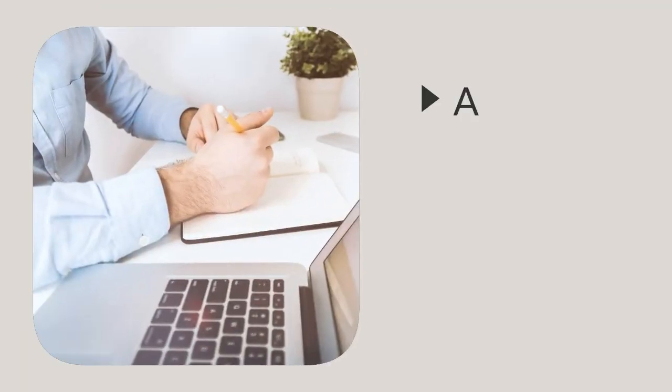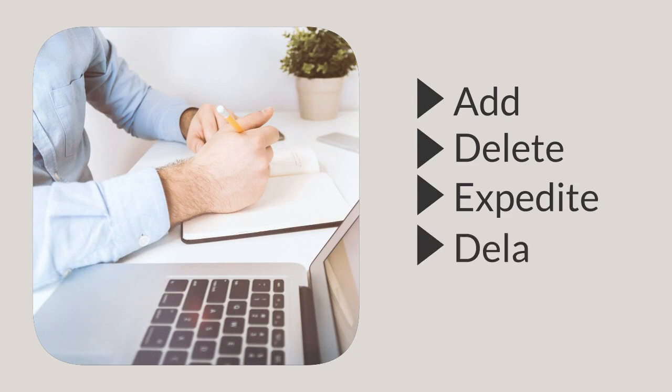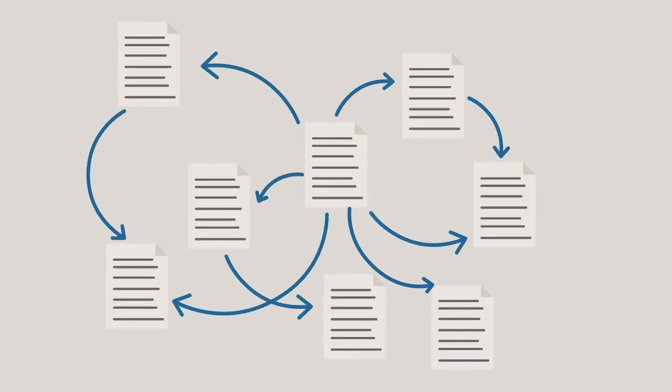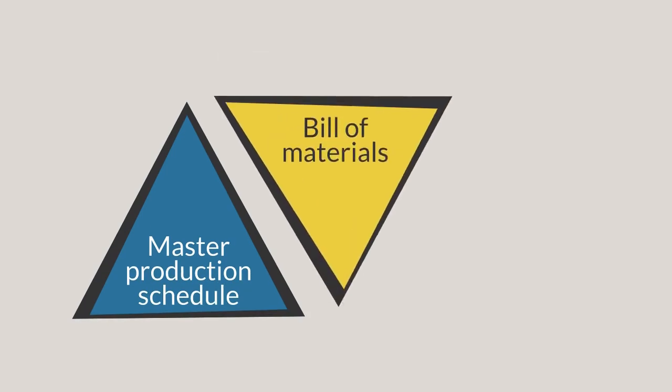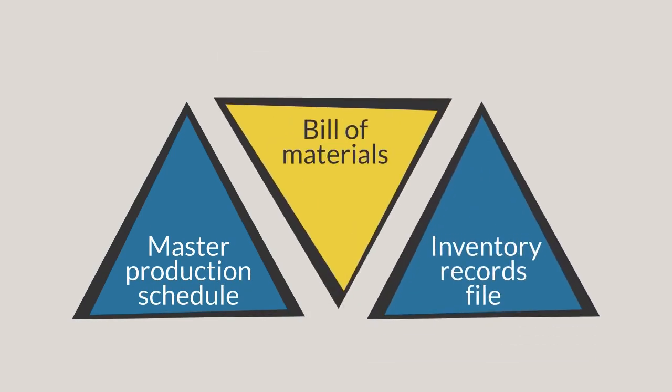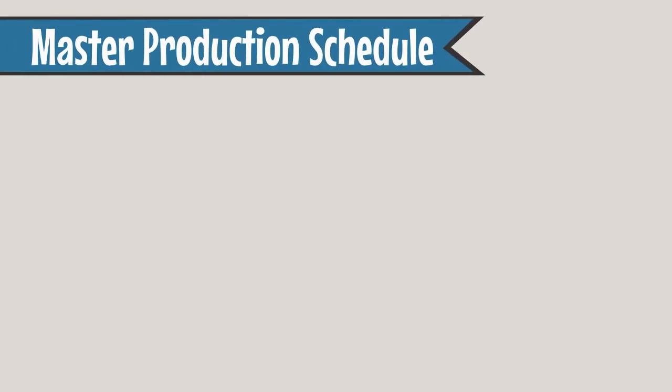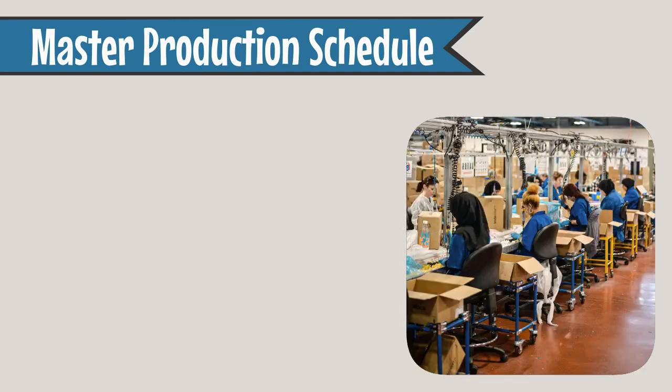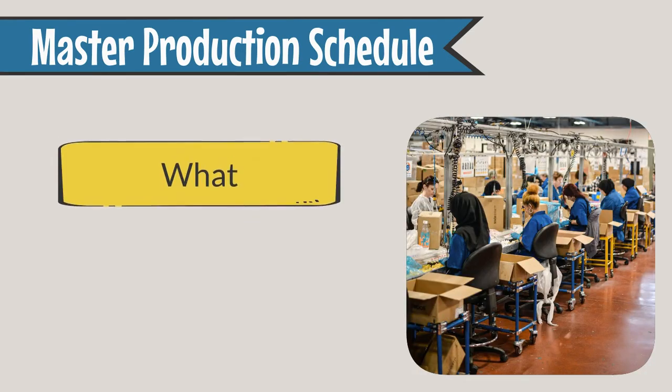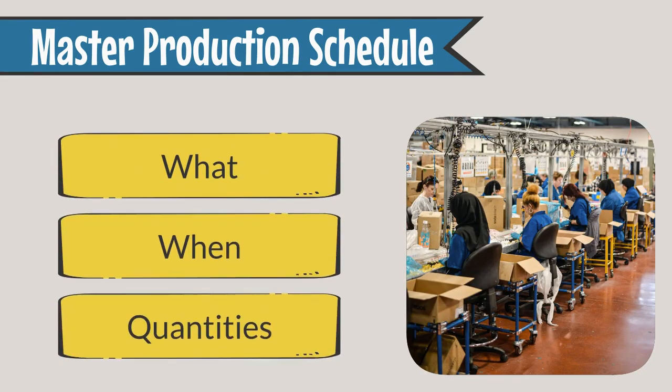It must be able to add and delete, expedite, delay, and change orders as the demand for and supply of components changes daily. MRP needs a lot of information, with three primary sources being the Master Production Schedule, Bill of Materials, and Inventory Records File. As mentioned, the Master Production Schedule, MPS, sets out what will be built, when and in what quantities. It disaggregates the aggregate plan.